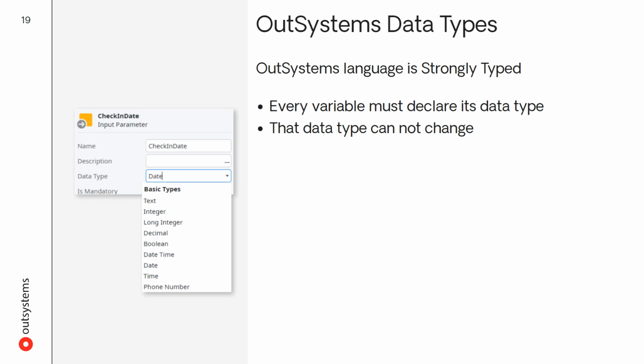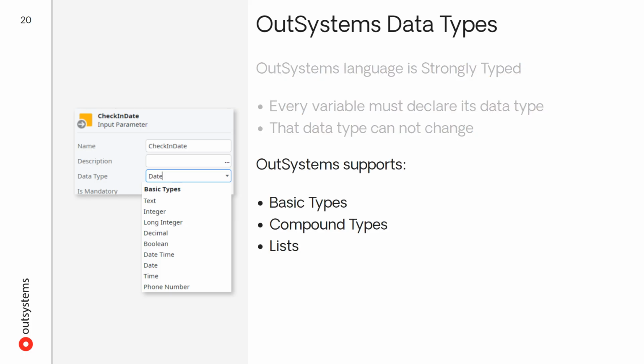We've seen the different types of variables. One important aspect is that the OutSystems language is strongly typed. This means that all variables must have a data type defined, and throughout the execution that data type does not change. As for data types themselves, OutSystems supports three kinds. The basic types include integers, text, or dates. Compound types are a composition of other data types. For example, we have entities or structures. Finally, OutSystems also supports lists, which represent sequences of values of the same data type.